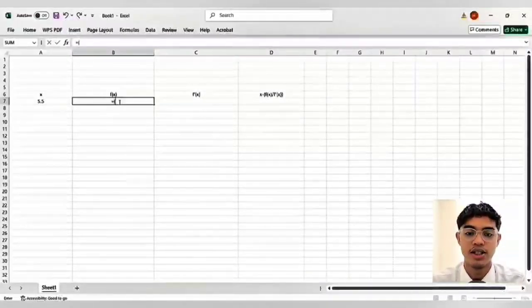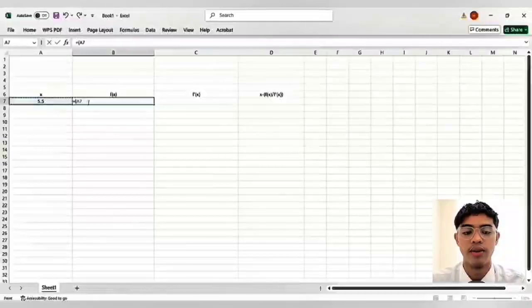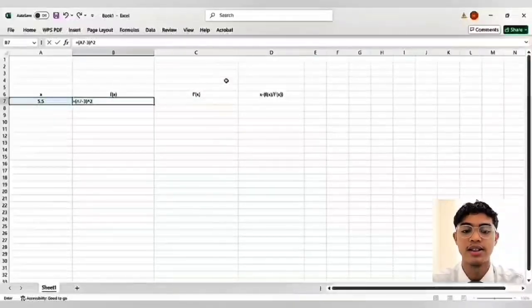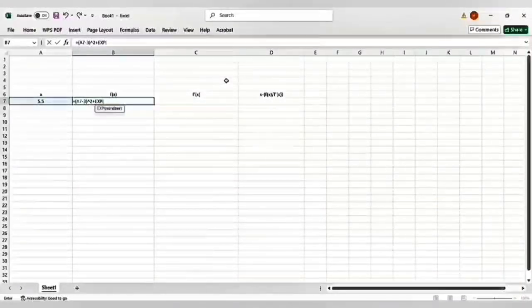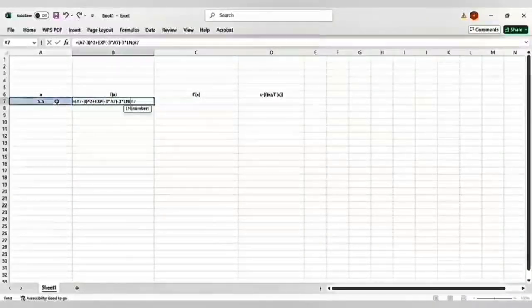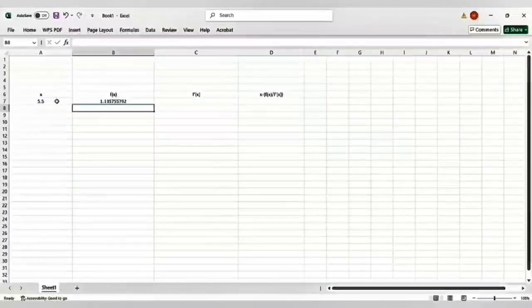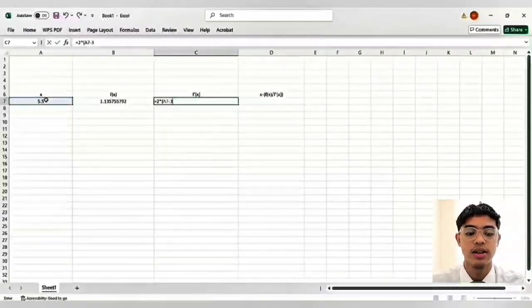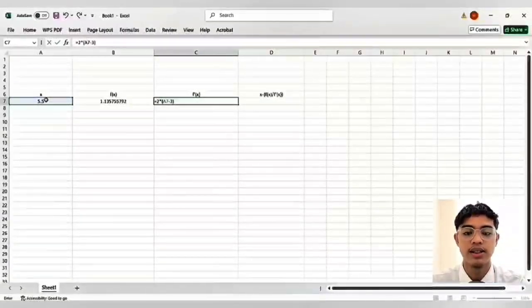Next to the initial approximation column, we substitute the value of f(x), which is (x - 3) squared plus exponent negative 3x minus ln x cubed. Next to the f(x) column, we substitute the formula of f prime x, which is 2(x - 3) minus 3 exponent negative 3x minus 3 over x.